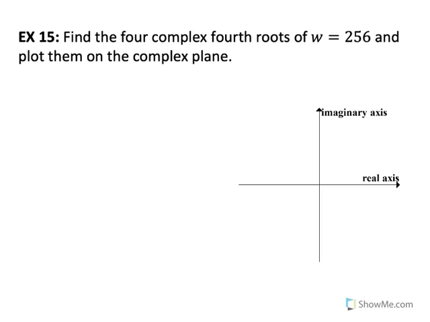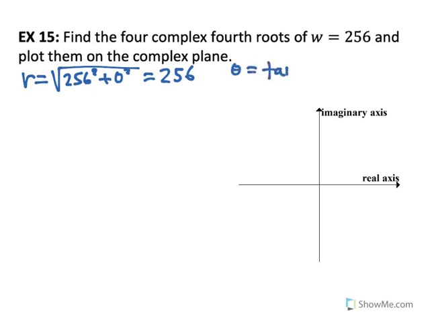Here is your last problem. Hopefully you've made it through all of these problems. It says find the four complex fourth roots of w equals 256 and plot them on the complex plane. Before we can plot them, we need to take this 256 and find r. So r is the square root of 256 squared plus 0 squared, which makes it really easy. So r is 256. And then to find theta, we'll take the inverse of 0 over 256, which is just 0. So we have an angle of 0 degrees.